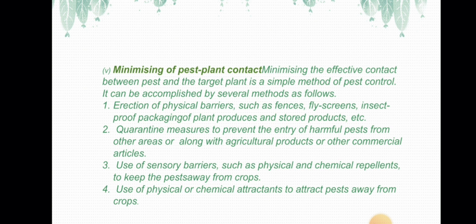So the first one is erection of physical barriers, fences, fly traps, insect-proof packing of plant produce and stored products, etc. Next is quarantine measures to prevent the entry of harmful pests. And the next one is use of sensory barriers and use of physical or chemical attractants to attract pests away from the crops. So by this method, minimizing the pest and plant contact makes a very good preventive method.